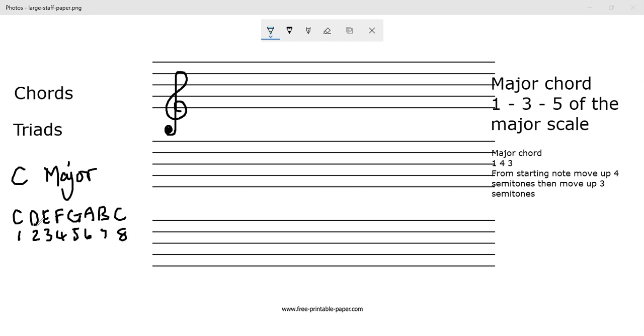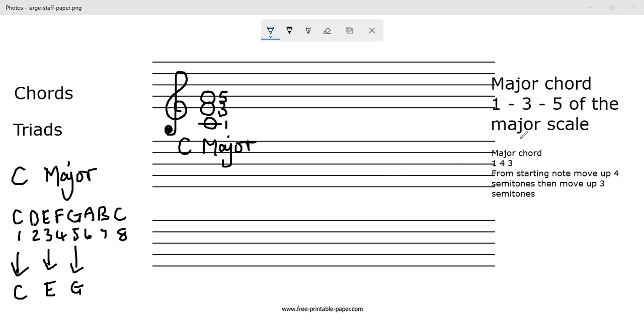And we now know that to make a major chord, it will be note 1, which is the C, note 3, which will be the E, and note G, which will be note number 5. So it will be C, E, G. So we can put that in. And there we've constructed the major chord of C major, which is notes 1, 3, and 5 of the major scale.